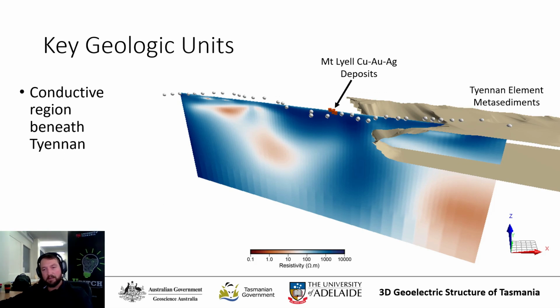Overlaying the 2006 3D geology model now, here is the Tyennan metasediments. Unfortunately, the models are clipped off at a depth of 10 kilometers. And the key thing to note here is this region of elevated conductivity beneath the Tyennan. I'm interpreting this as being a region of elevated conductivity due to graphite from that partially subducted material that we observed in the AusLAMP models.